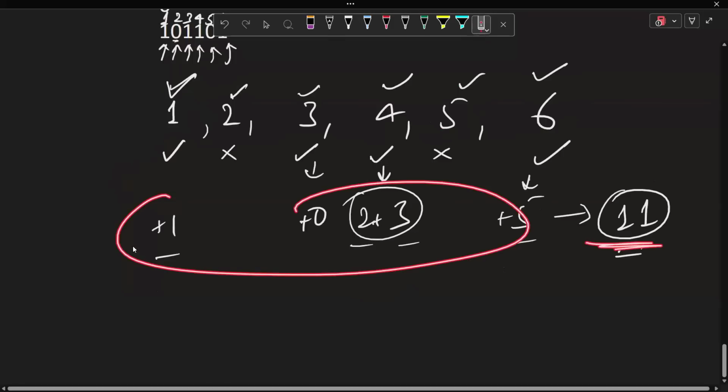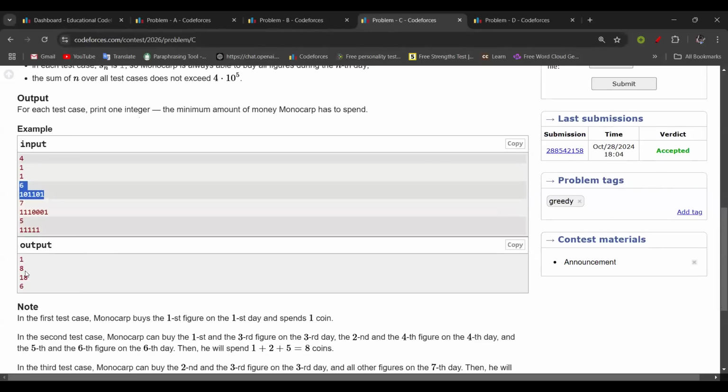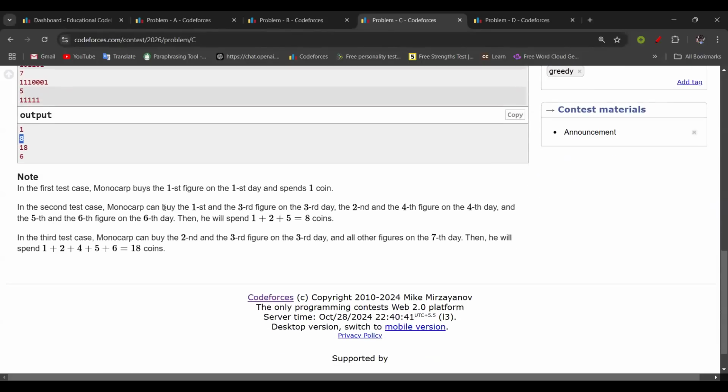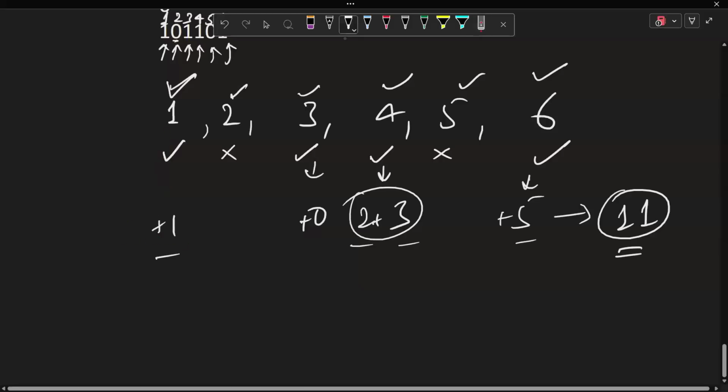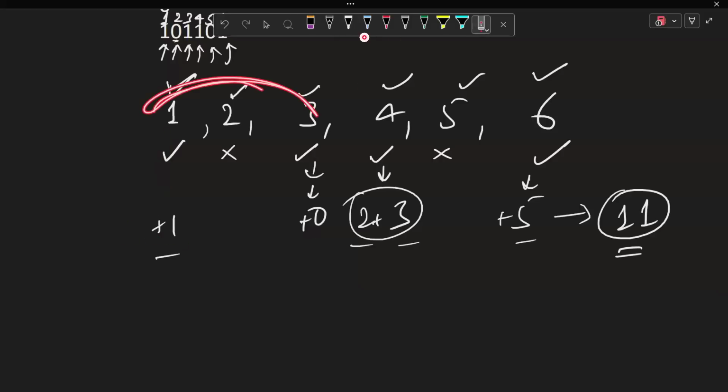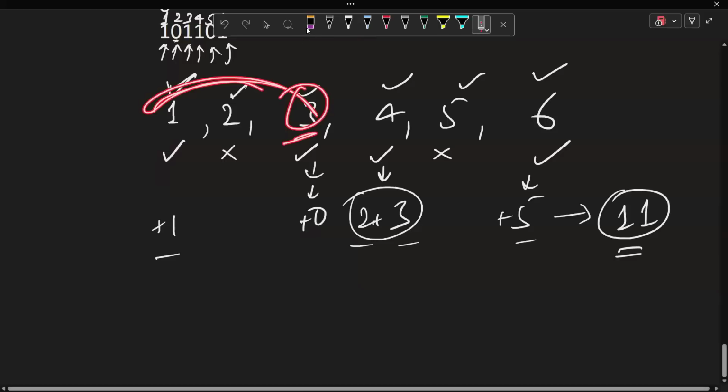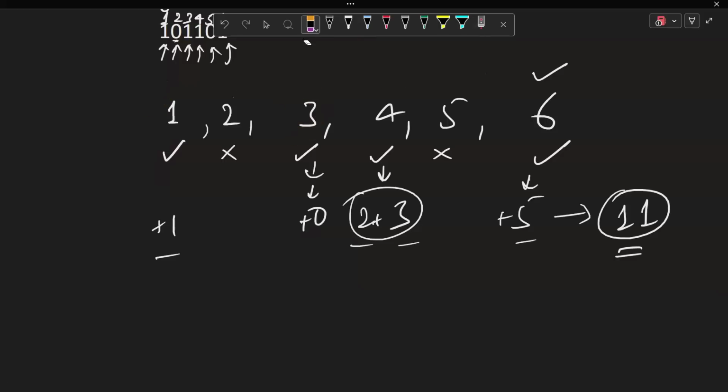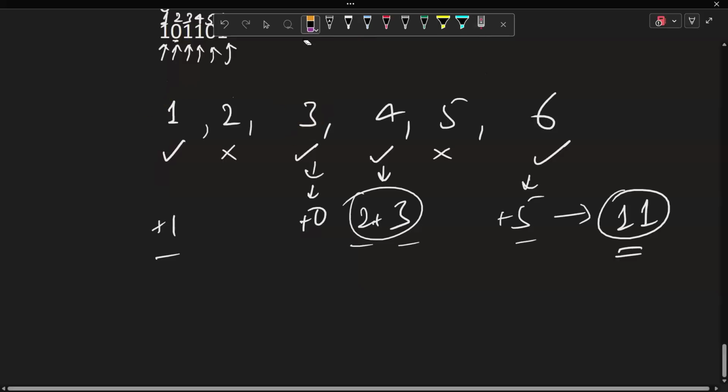Let's see for this test case what was the best. For this test case, the best was 8. How? On day 1, he didn't buy anything. On day 3, he bought the first and third item. So this third was free. Initially none of them are bought.